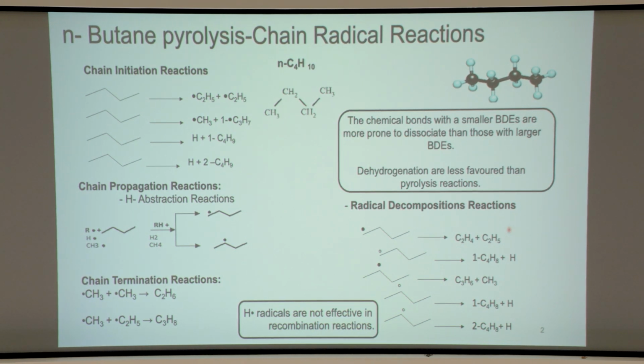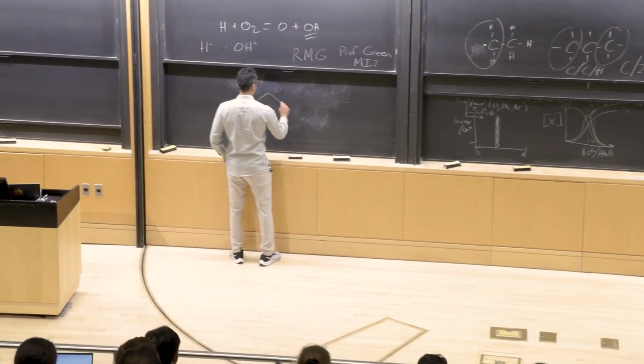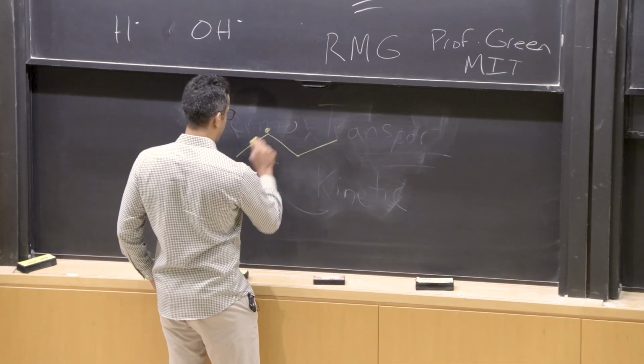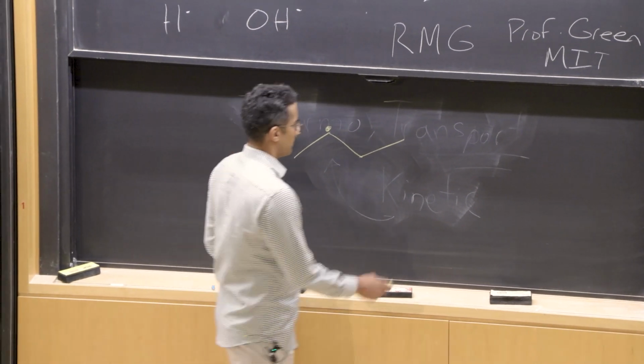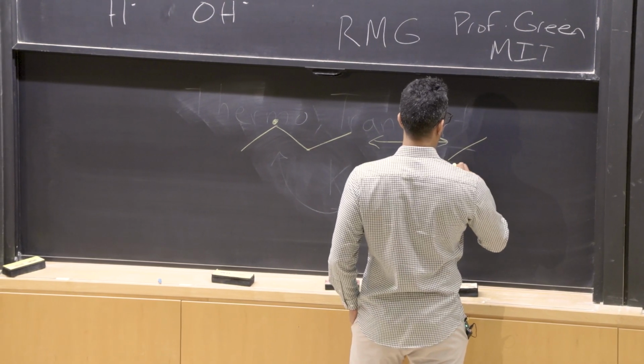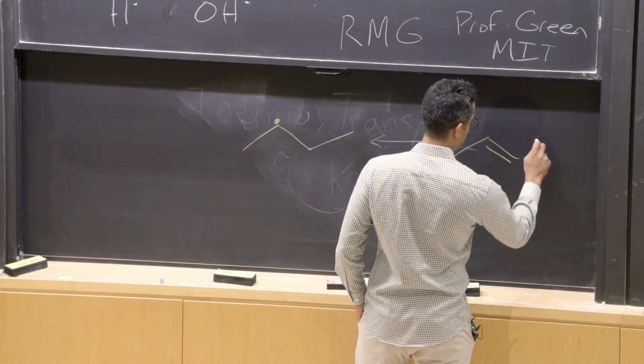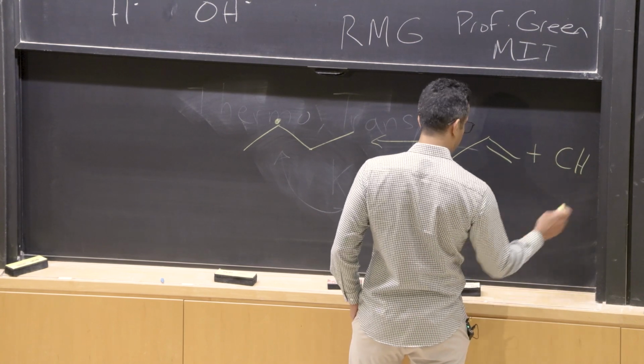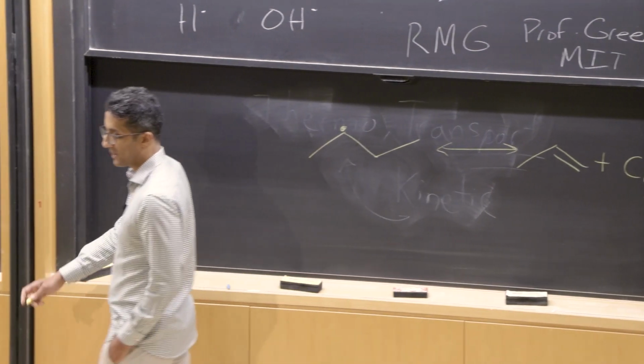The other reactions possible are what we call radical decomposition reactions. This is where you have a fuel radical, and the fuel radical undergoes a decomposition to form another radical and a stable species. So we have a radical site here for butane, and it can break. We should get propene plus CH3.